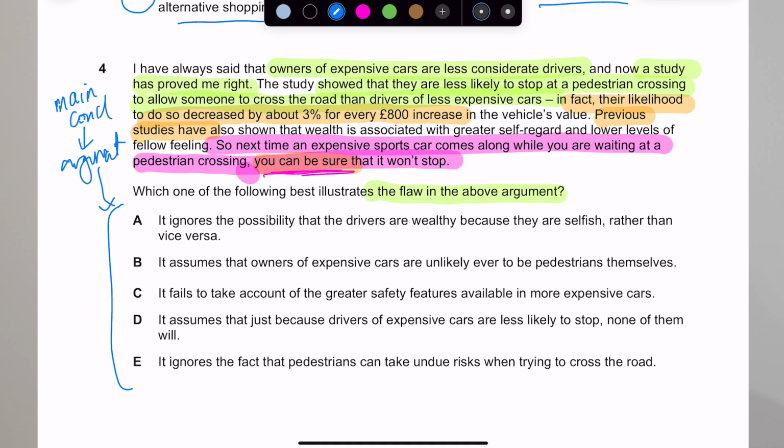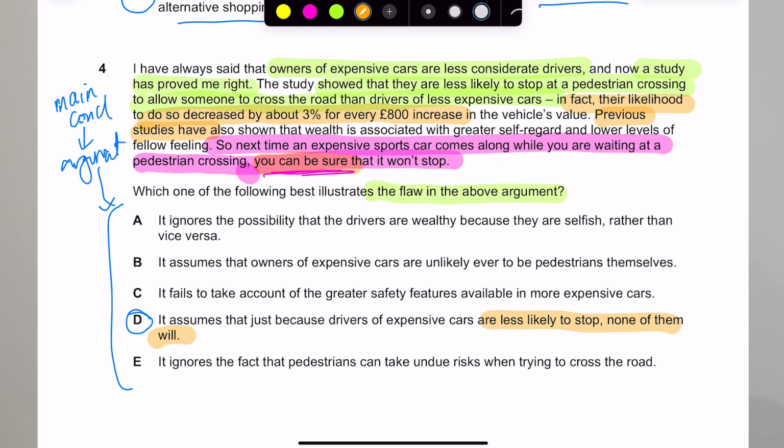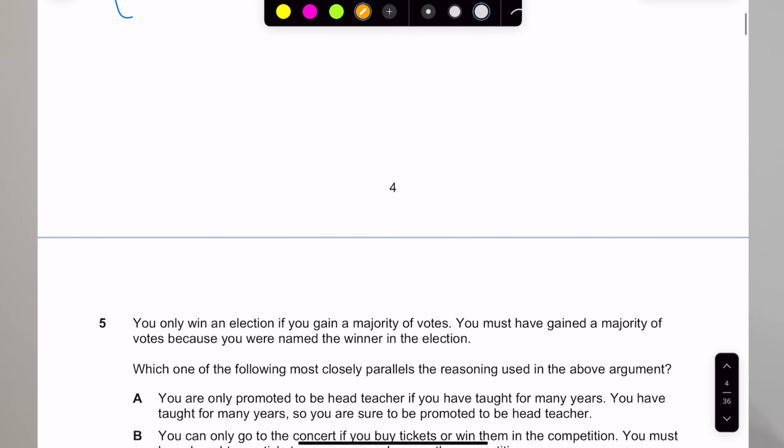Again, please review other videos, but this is the most common flaw that comes up, and it will come up in every single paper. It basically comes up every single time. So again, please don't be getting this wrong. You can't take a correlation and extrapolate out to being 100% certain. So that's what you're looking for. If you look, this one assumes that just because drivers of expensive cars are less likely to stop, none of them will. Now, the reason I can find that so quickly is that it's the same question that comes up every time. It's almost the same wording. They just change the topic here and there.